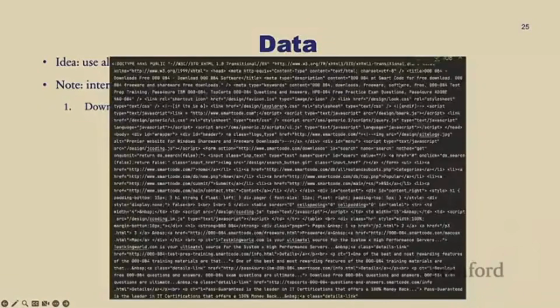Once you have this, this is a random web page, literally random from Common Crawl. And what you see is that it really doesn't look like the type of things that you would usually see. This is an HTML page. It's hard to see, but if you look through, you will see some content. For example, here, Test King World is your ultimate source for the System X high performance server, and then you have 3 dots, so the sentence is not even finished. That's how random internet looks. So of course, it's not that useful if you just train a large language model to generate things like this.